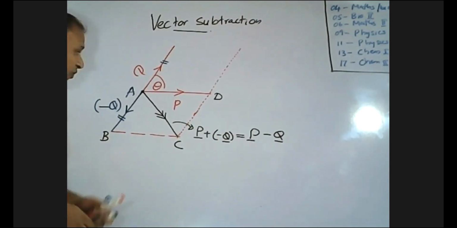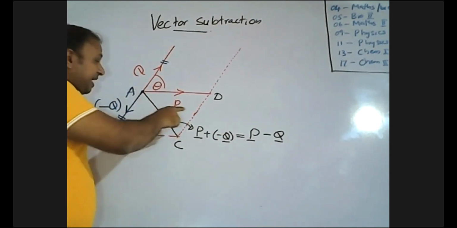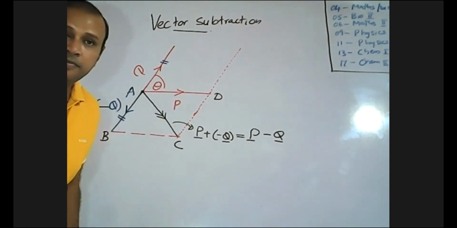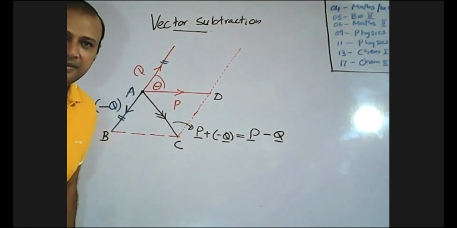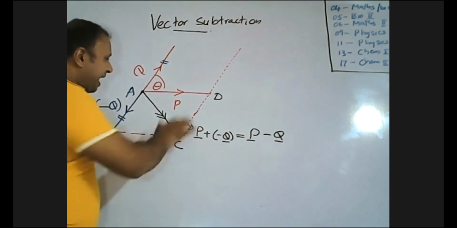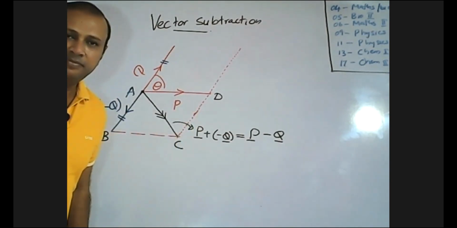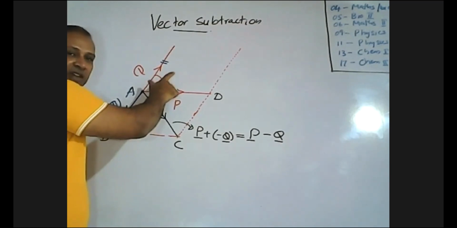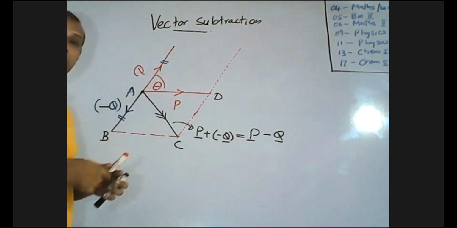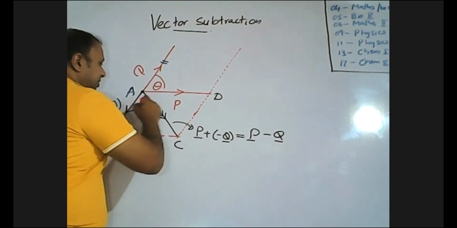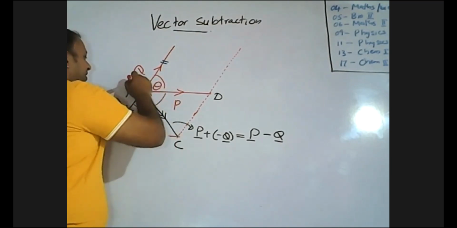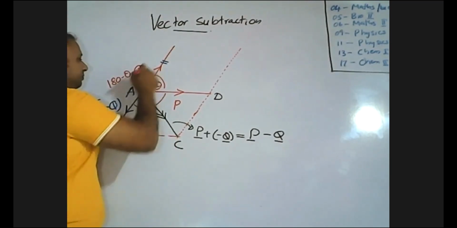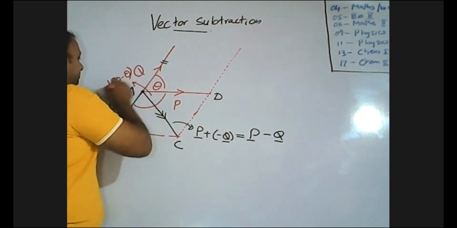What is the angle between P and minus Q? Give me the answers quickly. Yes, 180 minus theta. As this is theta, this should be 180 minus theta. Those are the logics. This is 180 minus theta.